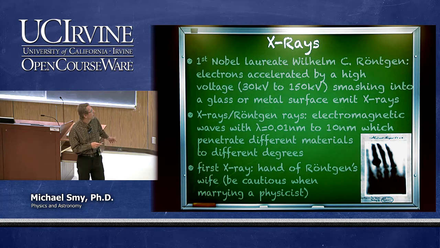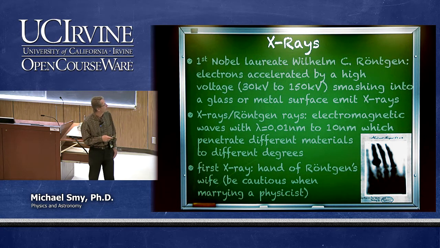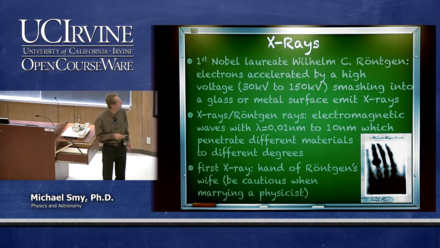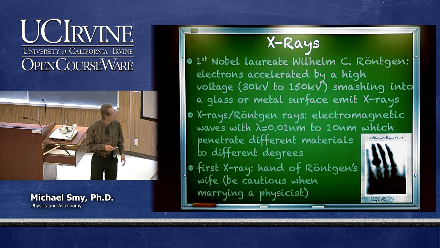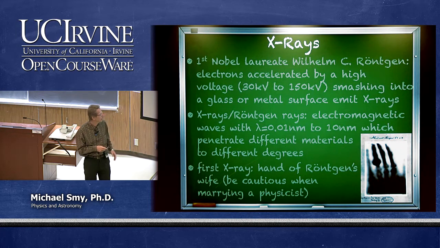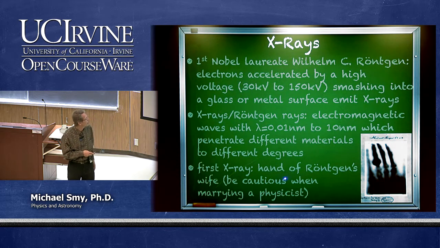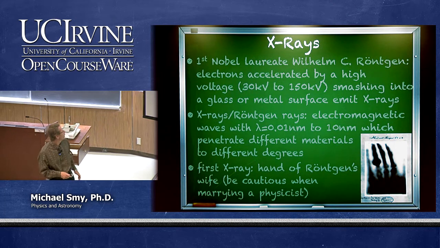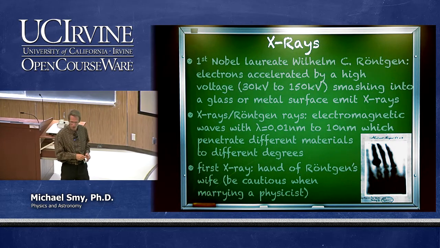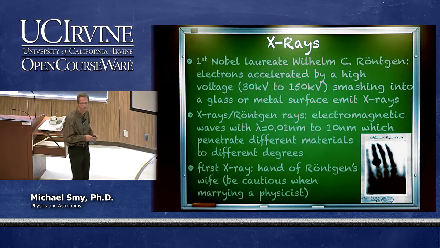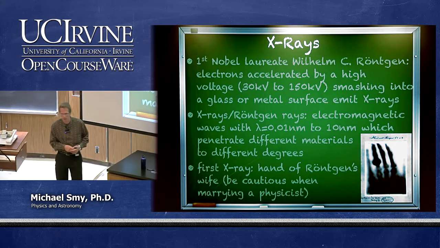These X-rays, or sometimes also referred to as Röntgen rays, are electromagnetic waves with rather short wavelengths, something like 0.01 nanometers to 10 nanometers. And those X-rays penetrate different materials to different degrees. And so soon after the discovery of X-rays, Röntgen took the first X-ray from his wife's hand, and you actually see they were married because she's wearing her wedding band. And probably getting bone cancer as a consequence. So be careful when agreeing to marry a physicist.